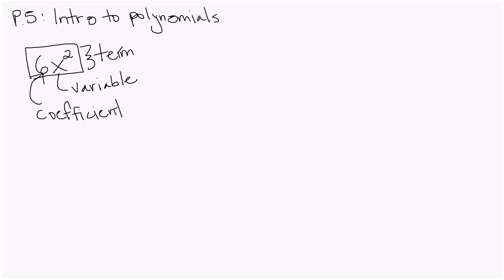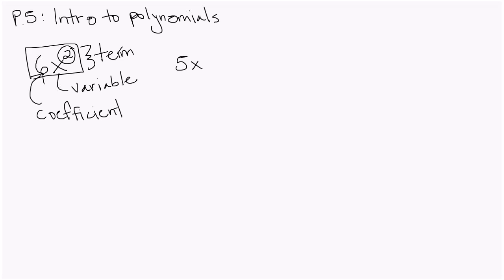And it's the coefficient and the variable that make up the term. You can see that the variable can have an exponent as well, or it cannot have an exponent. If there's no exponent, then we assume it to be 1. Now the standard form for a polynomial is that you always write the powers in descending order.